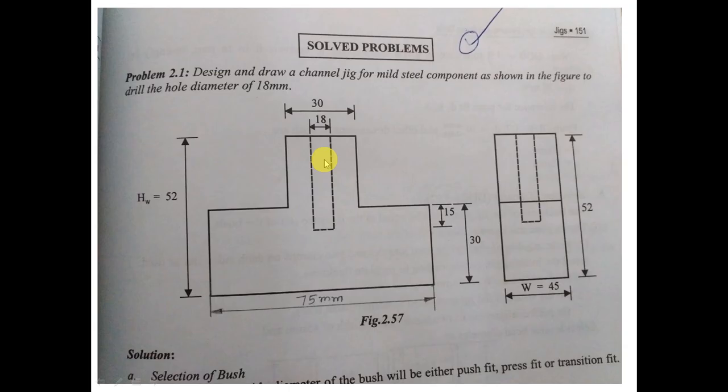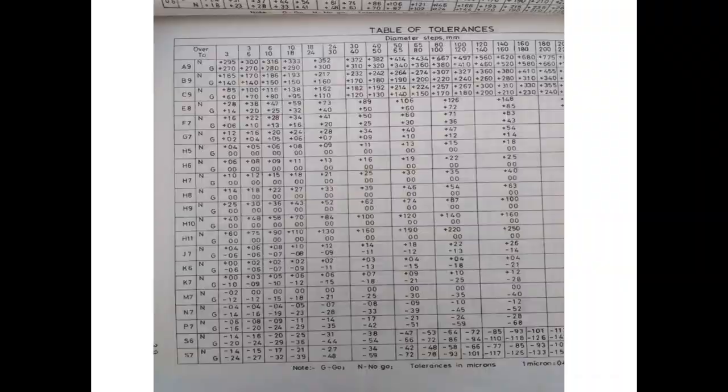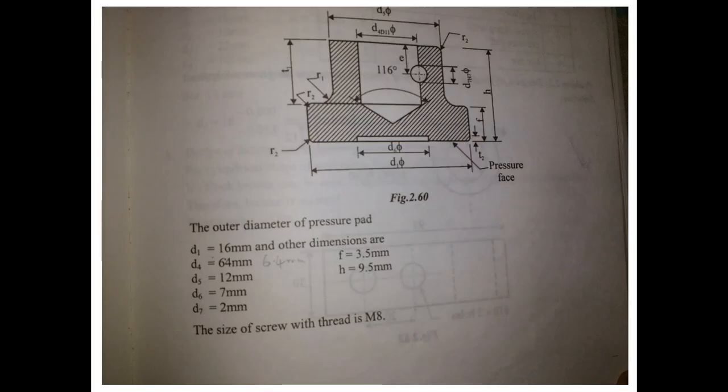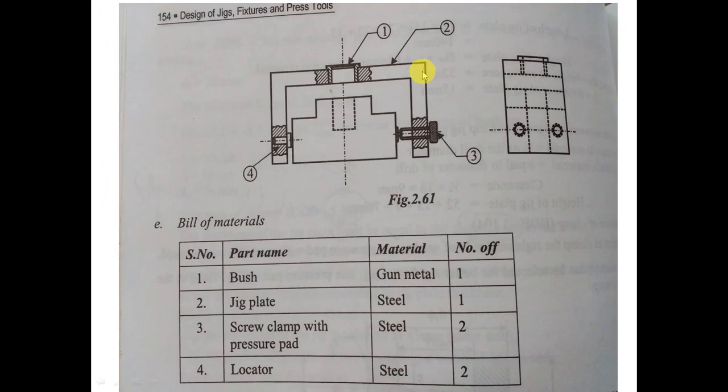So start with a rough sketch of the channel jig. Always start with a rough sketch of the channel jig and then a rough estimate of the bill of materials. So this is the work component. You don't need to draw this to scale because you're going to erase it, because you need to draw a perfect diagram at the end of designing a drill jig.